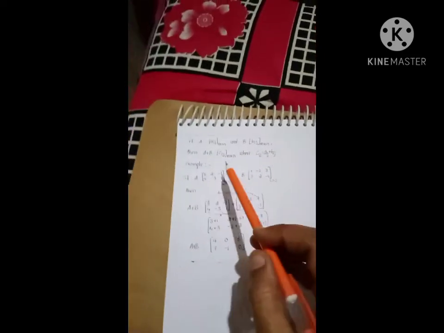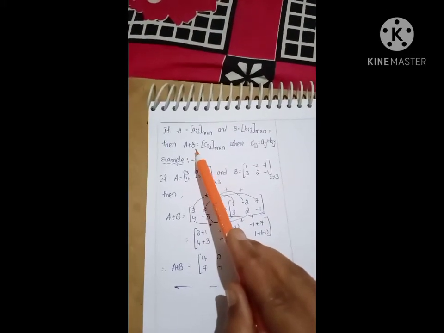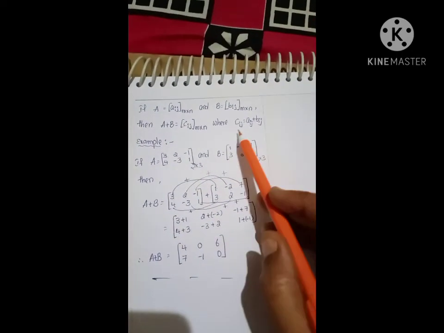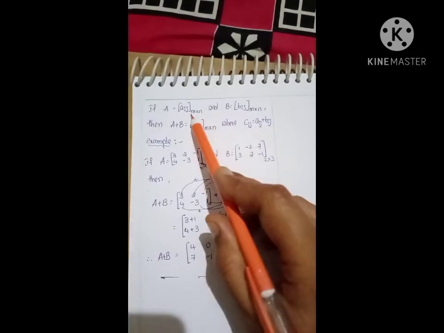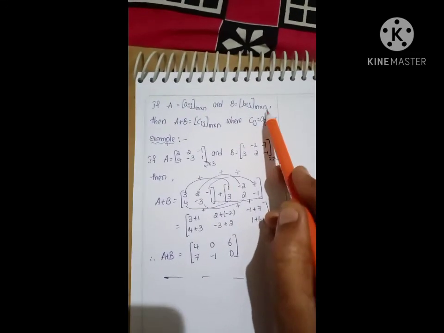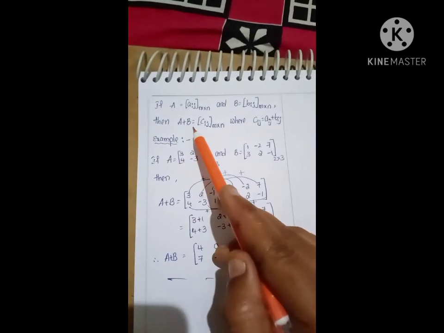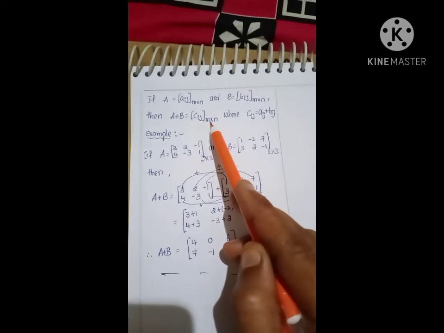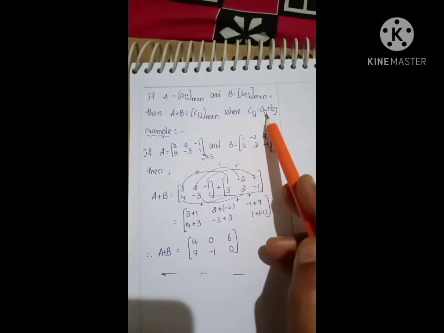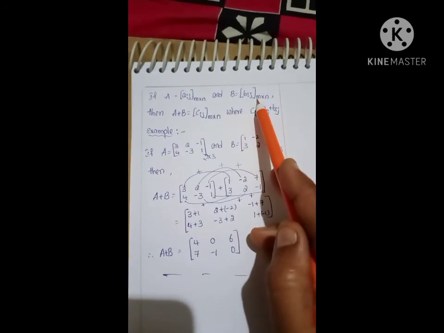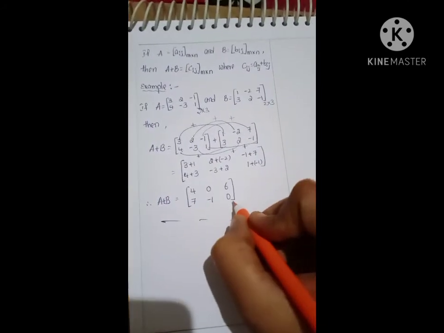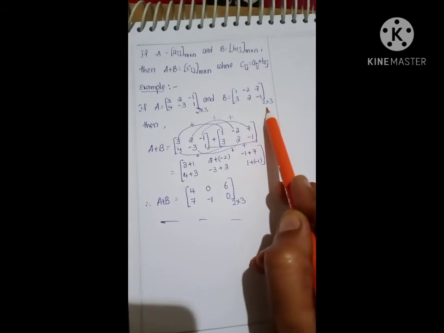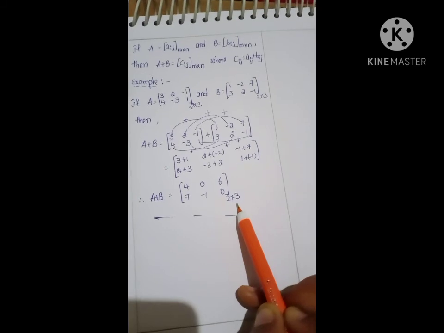Okay. In mathematical form, if A equal to Aij, order is m by n, and B equal to Bij, this order is same m by n, then A plus B equal to the result Cij, m by n, where Cij equal to Aij plus Bij. See, this order also 2 rows 3 columns. It will get 2 rows 3 columns.